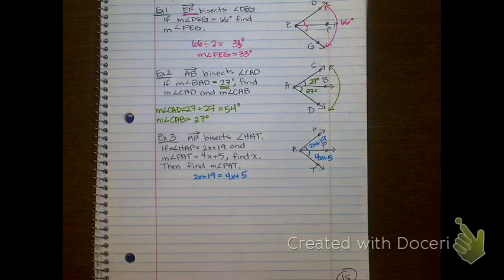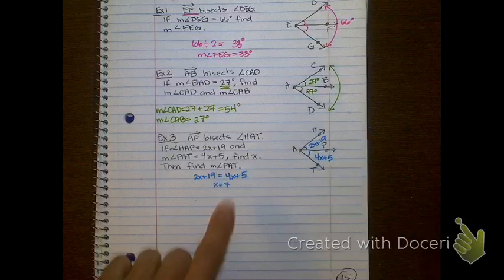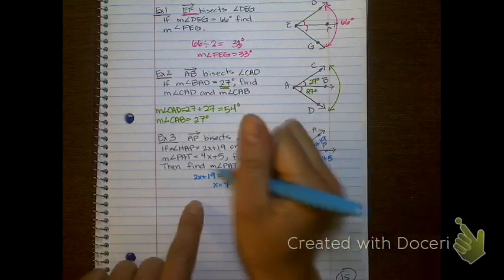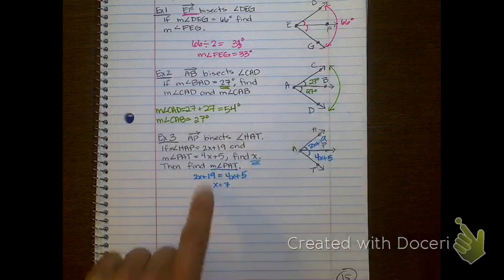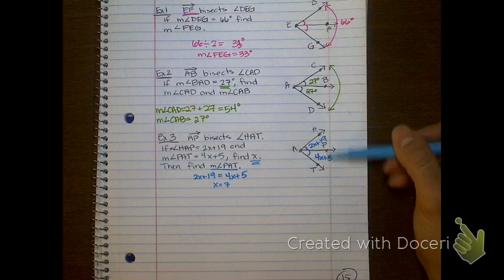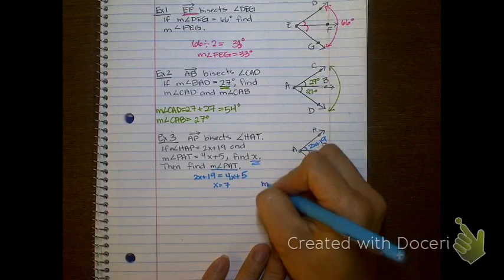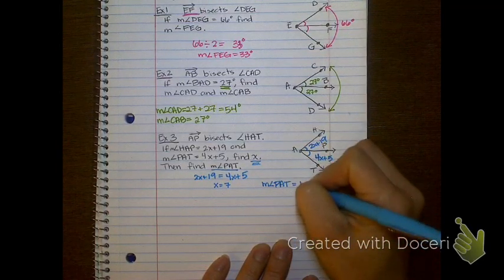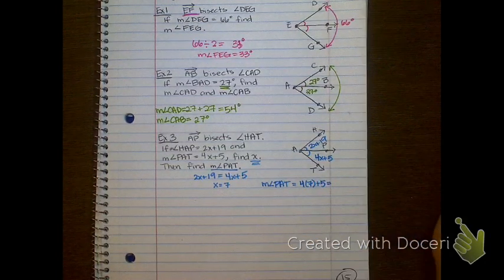Okay, so what did you get when you solved for x? 7. Okay, so that's this part, right? The find x. Now, what was the other part it was asking you? Find the measure of PAT. So which one of these am I going to plug into? 2x plus 19 or 4x plus 5? Yeah, 4x plus 5. Now, question. If I plug into 4x plus 5, what do I get? 33.